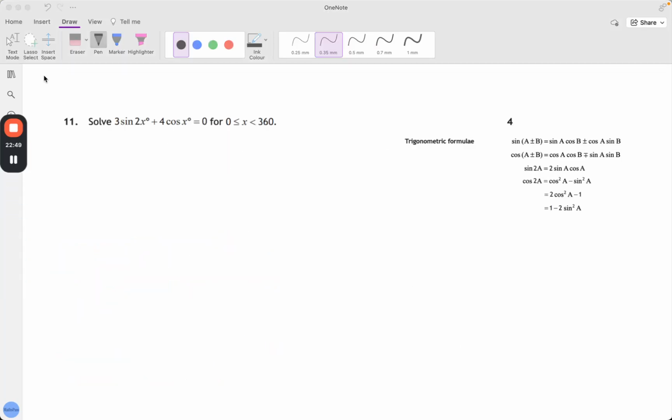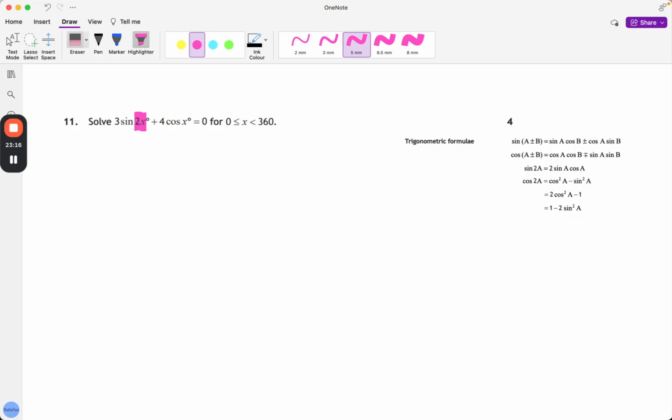Okay, so for question 11, we want to solve 3 sine 2x plus 4 cos x equals 0 for x between 0 and 360. And I've also grabbed our trigonometric formula from your formula sheet. Straight away with this question, you want to notice that we have a 2x here. So that tells you that we're going to have to use our double angle formula. So keep a little eye out whenever you have something like 2x and it's asking you to solve, then you want to pop that in.